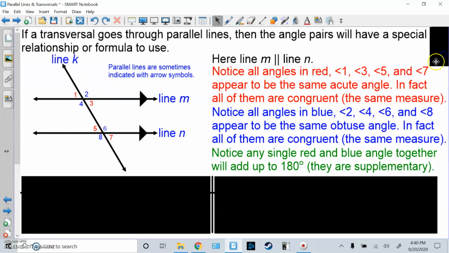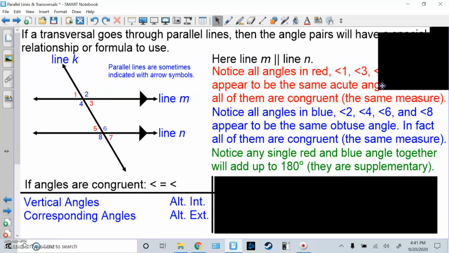And then lastly, one red and one blue together. Any red, any blue will make 180, a linear pair. So 1 and 2 make a linear pair, so that's 180. But 1's the same as 5, so if I put 5 here, 5 and 2 would also make a linear pair, or 180. So they're supplementary. So using that, we can get the two formulas.